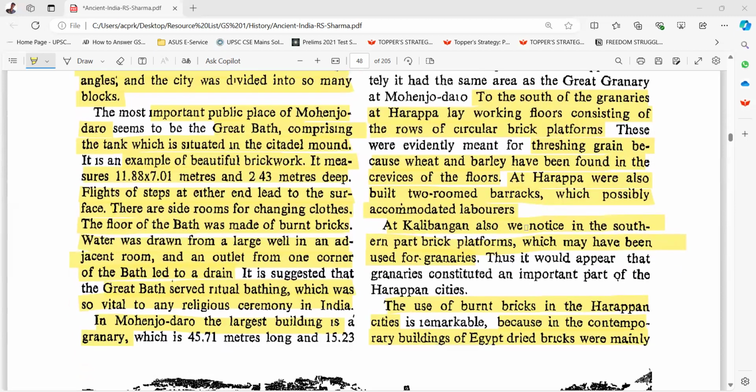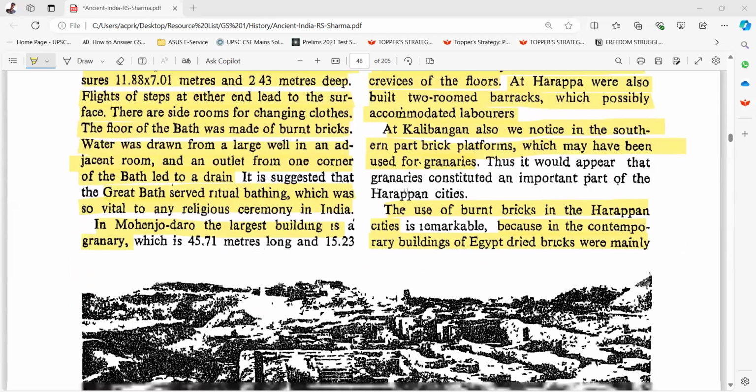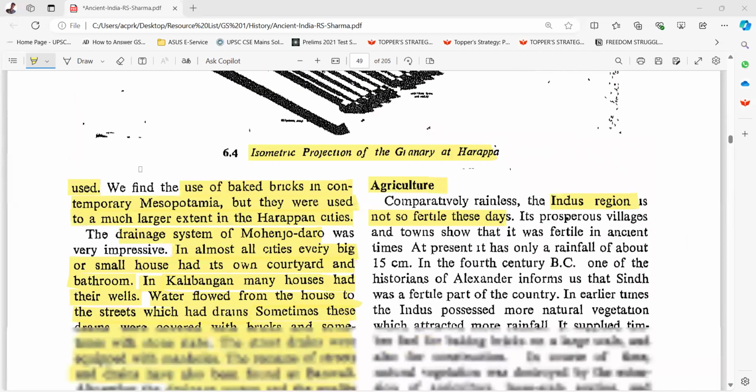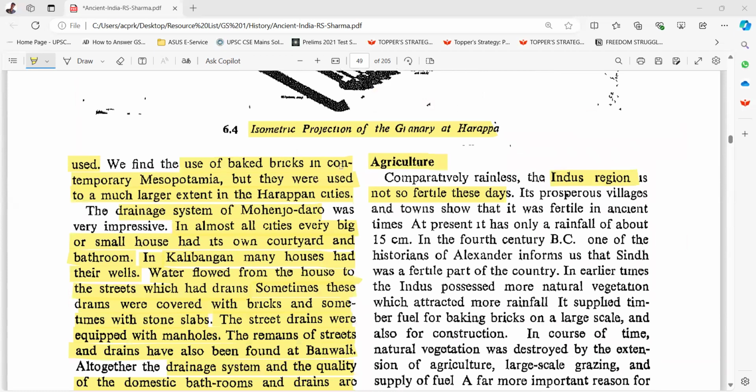At Kalibangan, also, we notice in the southern part brick platforms, which may have been used for granaries. Thus, it would appear that granaries constituted an important part of the Harappan cities. The use of burned bricks in the Harappan cities is remarkable because in the contemporary buildings of Egypt, dried bricks were mainly used. We find the use of baked bricks in contemporary Mesopotamia, but they were used to a much larger extent in the Harappan cities.